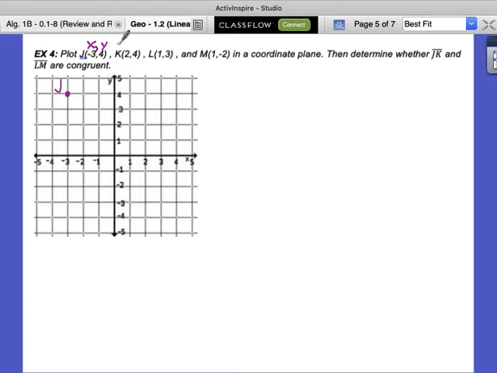Somebody else want to help me with point K? Okay? Elizabeth. You go over to 2 and then up 1. Very good. So 2 is positive, so we go to the right, like on a number line. Okay, Tony, you want to help me with point L? Yep.